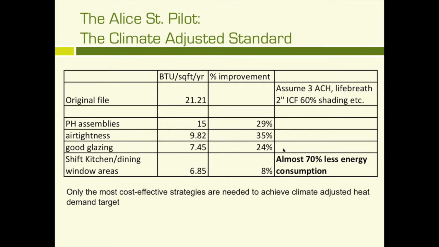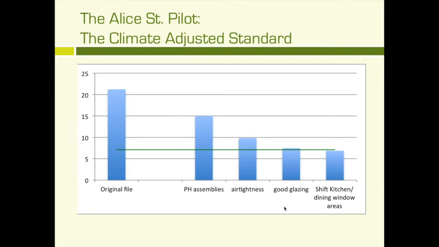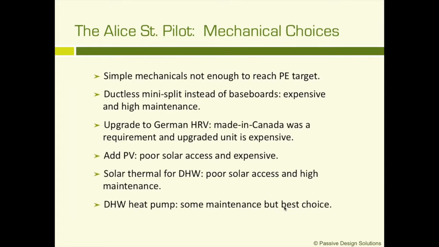So here were the cost-effective strategies that we put in to hit the annual heat demand. Really, this was done by using design and assemblies without having to go into any other level. So there's the graph that shows how we got under the climate adjusted standard. So then we looked at the mechanical choices. Simple mechanicals that they would typically use were not enough to hit the primary energy target.